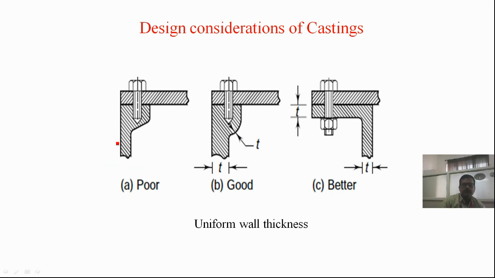So design considerations: here you can see when two plates are joined like this, if this part has to be cast, and these two are joined with the help of a bolt, and this is coming very close to the outer edge, so this is poor. And when you provide maximum material this way, this is good. And when you join these two this way, this is much better.